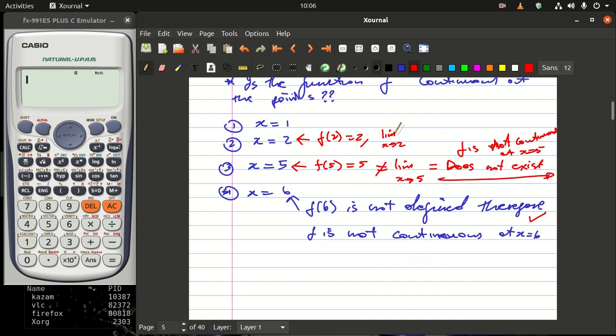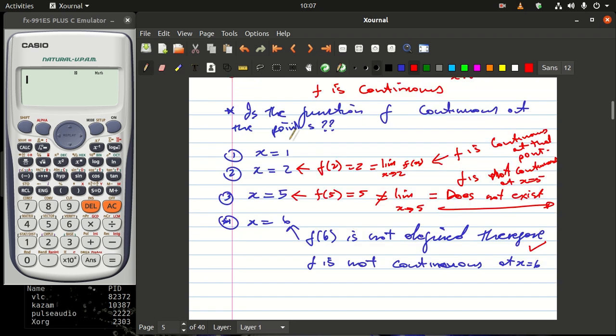So in this particular case, the limit of f of x as x approaches 2 is just the same as 2. So I have f of 2 which is the same as the limit. Therefore, I can conclude that f is continuous at that point, x is equal to 2. So f is continuous here.